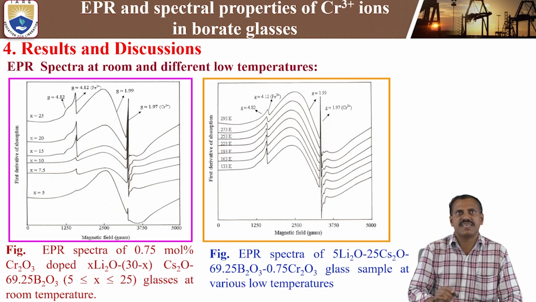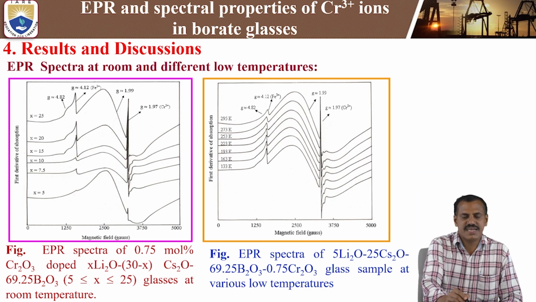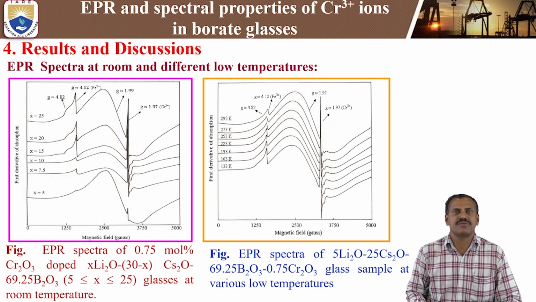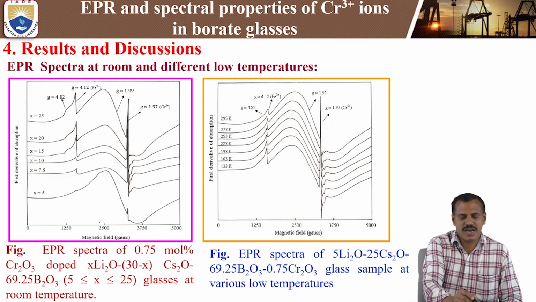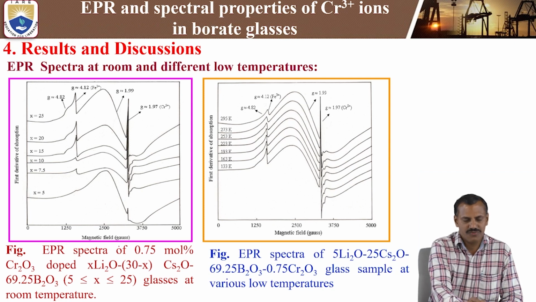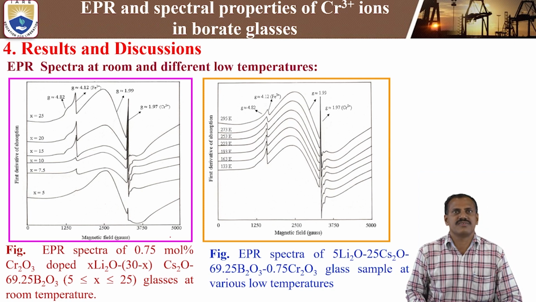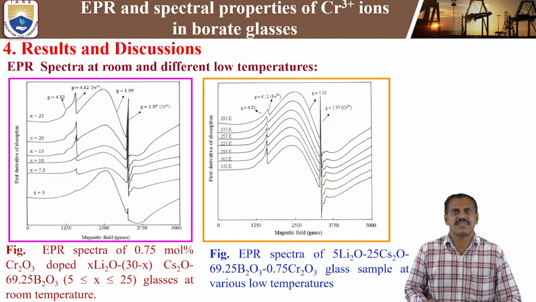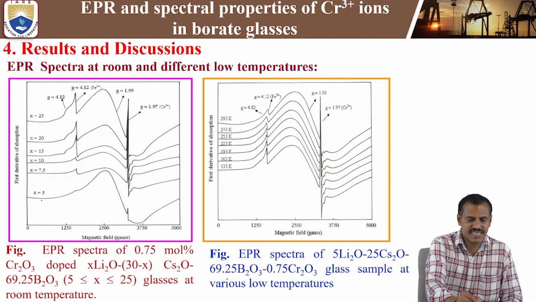In the EPR analysis, we get magnetic field versus first derivative absorption curves. Here we get absorption peaks as we vary the magnetic field from 0 to 5000 gauss. We fix the X band microwave frequency and tune the magnetic field from 0 to 5000 gauss, otherwise 0.5 Tesla when converted into Tesla. So the magnetic field can be measured in gauss, otherwise Tesla.